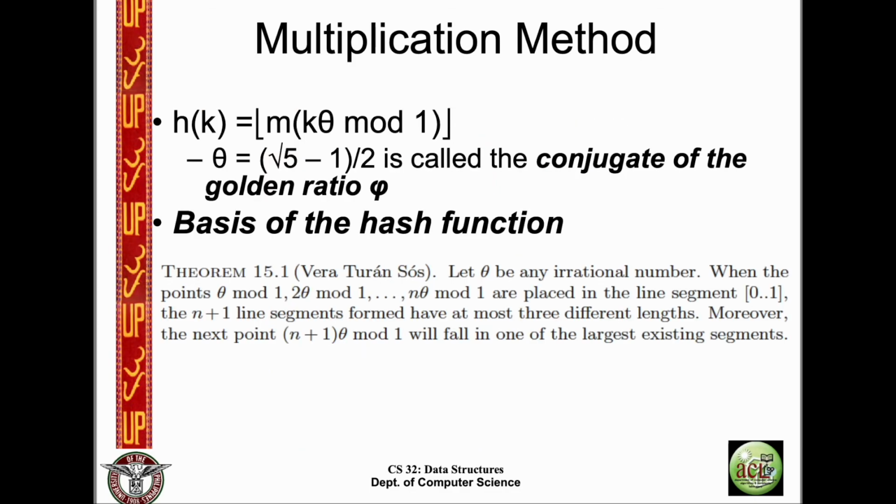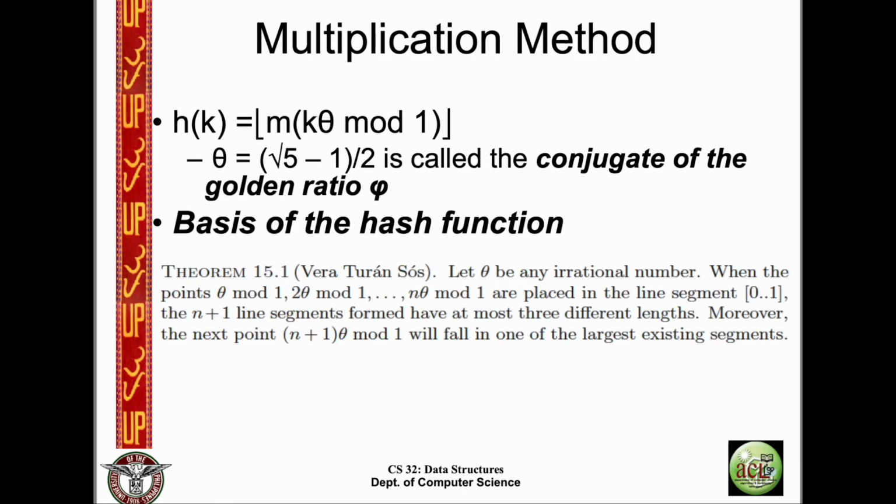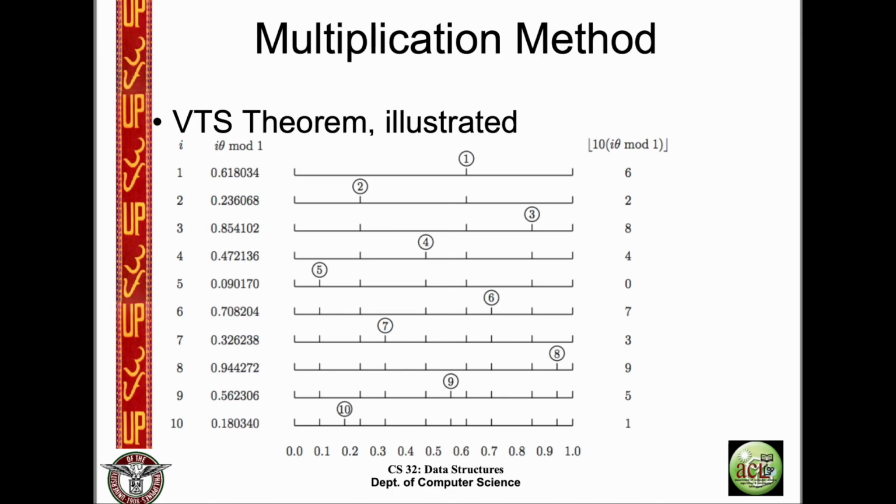The second approach is called the multiplication method. The idea behind this hash function is based on the following theorem. Here's a graphical representation of the theorem, which says that if we use the suggested hash function, which is equivalent to this form, and with a good value for theta, we will have a uniform distribution of keys in the line segment, thus avoiding collision.